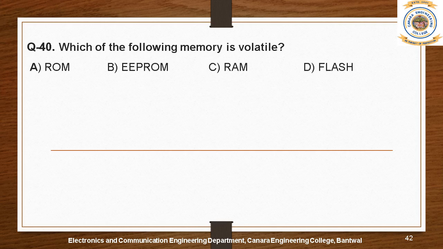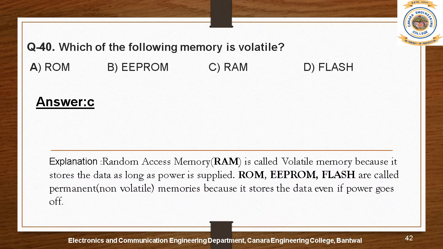Which of the following memory is volatile? Volatile means, as given in the explanation, as long as the power is supplied, it will keep the memory. When the power is removed, all the memory will be erased. Such kinds of memories are called volatile memories.